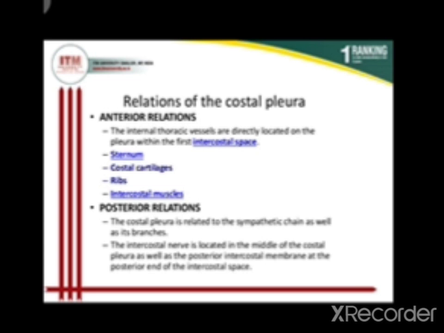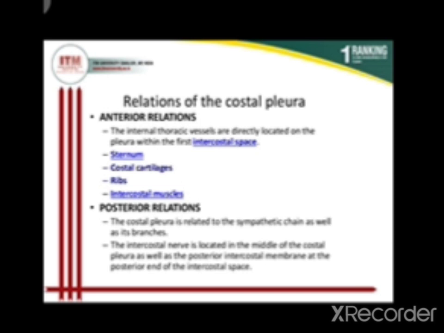Fine. And the posterior relations: the costal pleura is related to the sympathetic chain as well as its branches. The intercostal nerve is located in the middle of the costal pleura as well as the posterior intercostal membrane at the posterior end of the intercostal space. So these are the anterior and the posterior relations.